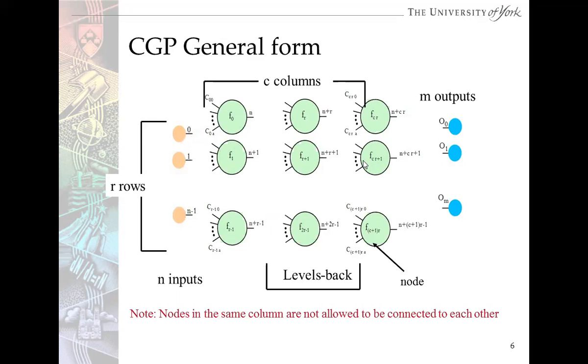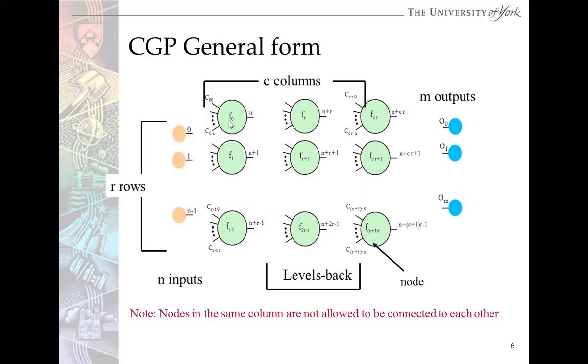The primary inputs and the outputs of nodes are all sequentially labeled or addressed. So the inputs are labeled 0 to n-1, and then the nodes are labeled immediately after that and sequentially going down the columns. Each node has a number of inputs, which are addresses.